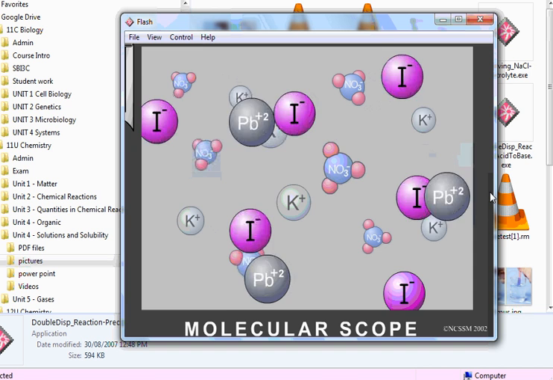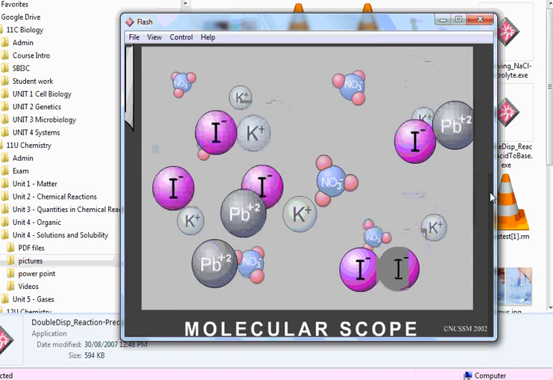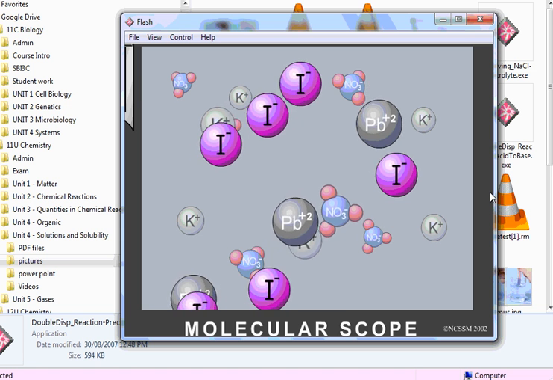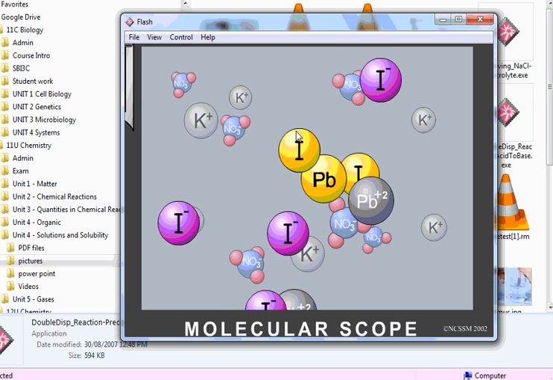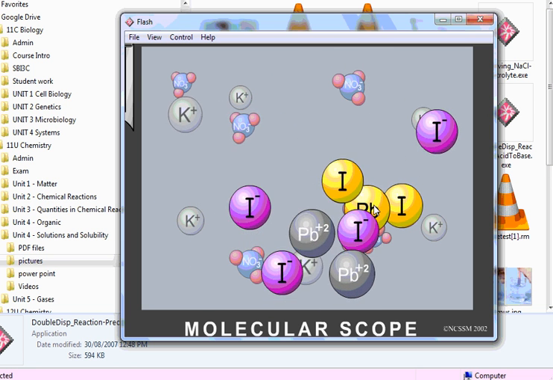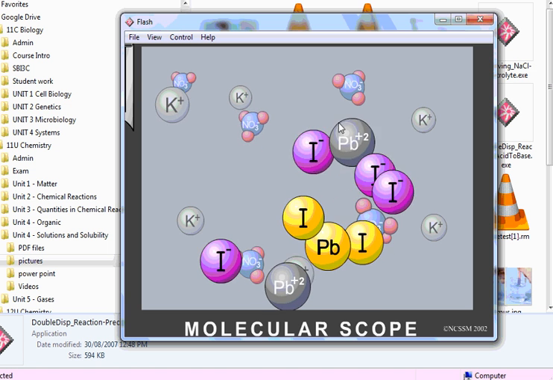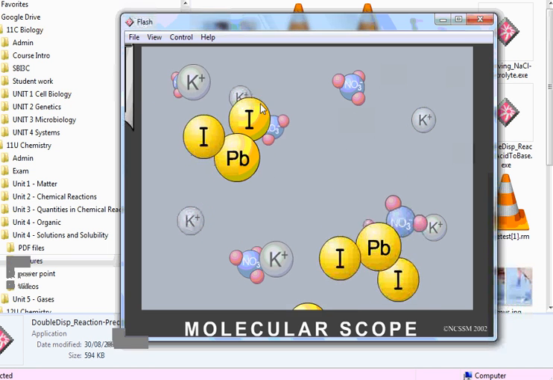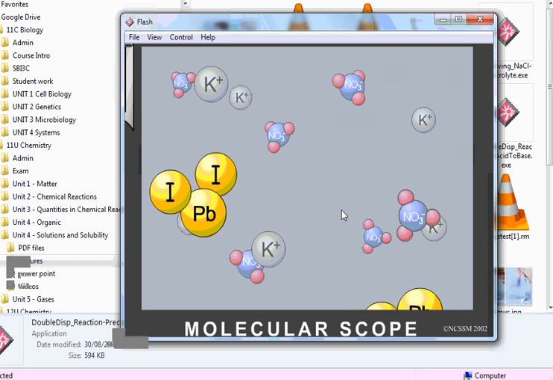So here's my resolution. So right now you can see all of my ions are floating around, but eventually what's going to happen is right here, one Pb and two I's are going to come together to make a solid. Another one's going to happen here, and another one's going to happen here. But you'll see the potassium and the nitrate ions never come together to make a solid.